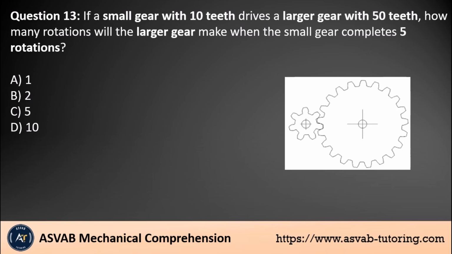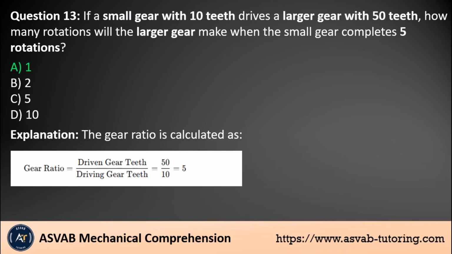Question 13. If a small gear with 10 teeth drives a larger gear with 50 teeth, how many rotations will the larger gear make when the small gear completes 5 rotations? A. 1. B. 2. C. 5. D. 10. Correct answer is A. 1. Explanation: the gear ratio is calculated as driven gear teeth divided by driving gear teeth.